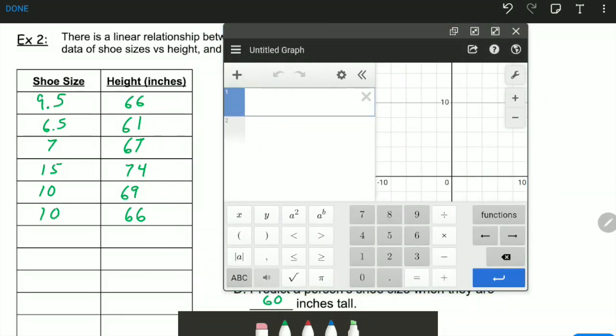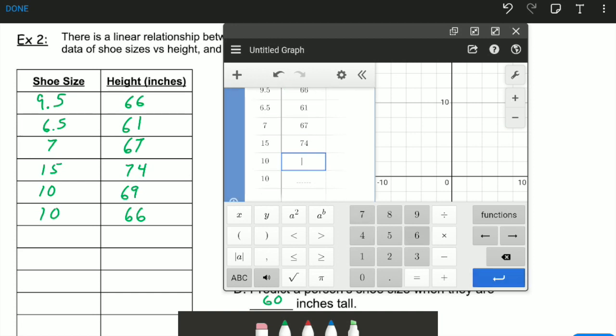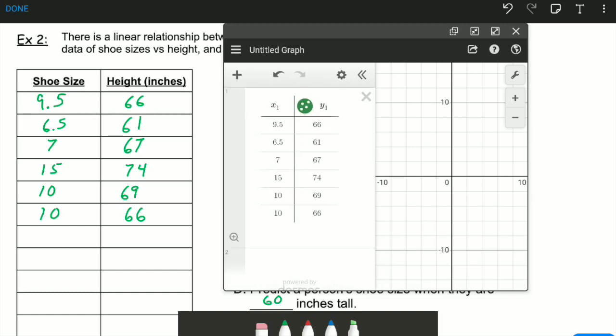and we're going to go ahead and go down through and put in a table. So add a table and enter my data in. 7, 15, 10, and 10. Now for the y values, 66, 61, 67, 74, 69, and then 66.